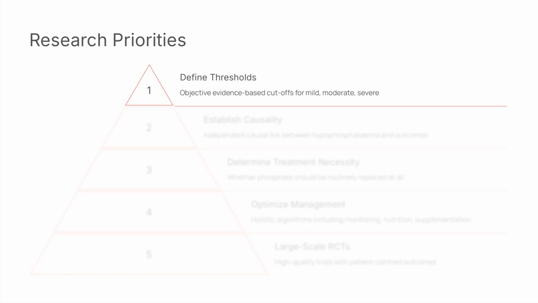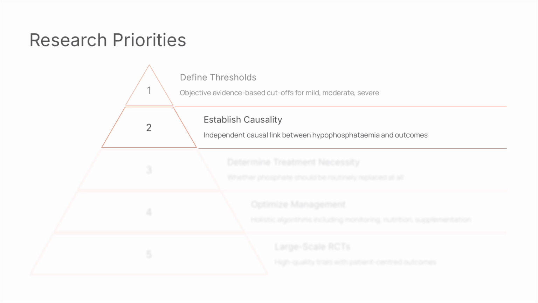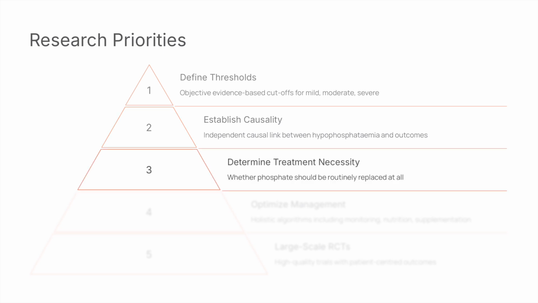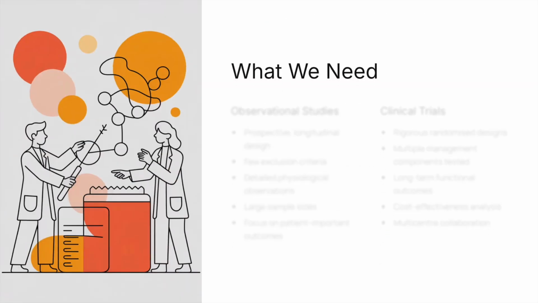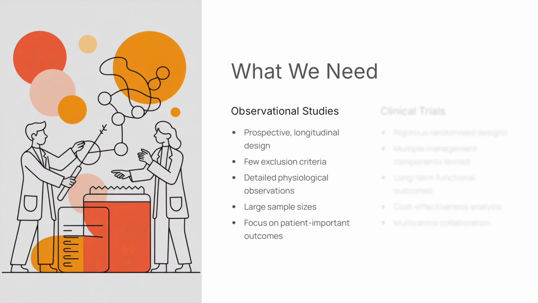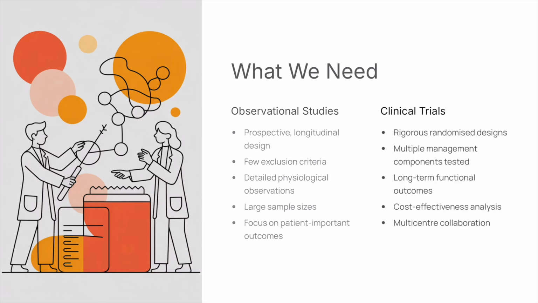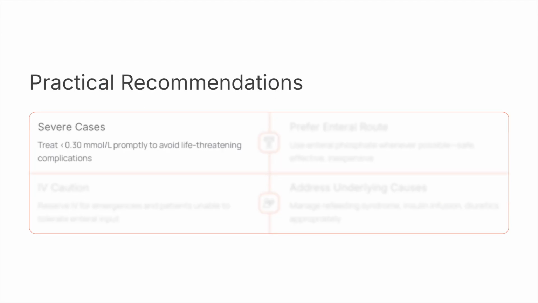Regarding the research priorities, we need to define our thresholds, establish the causality, whether it is the cause of the severe illness or the effect of the severe illness. Determine the treatment necessary, the optimum management plan, and finally we need cohorts which are large enough to generalize our findings. So what we need are more observational studies looking into the incidence aspects and more clinical trials looking at the management aspects.